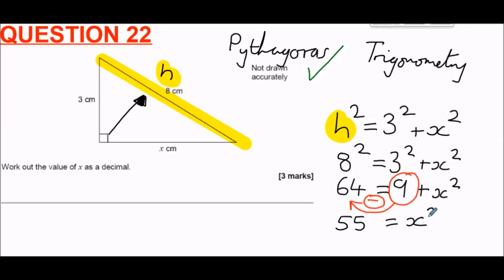Now the opposite of x squared, to undo the square, is called the square root. And so the next thing we need to do here is to do the square root of 55.